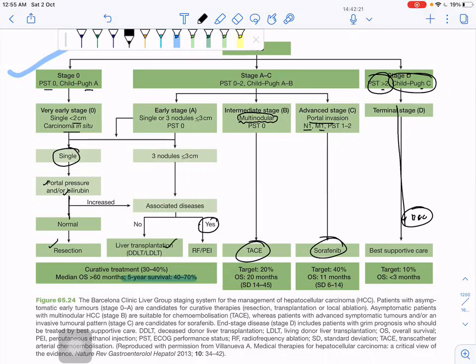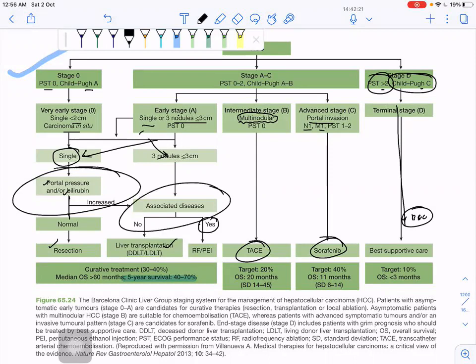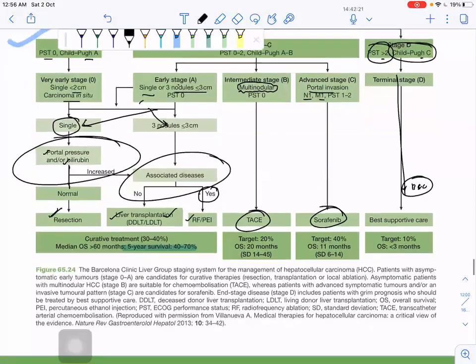In early stage, that is only single nodule or 3 nodules less than 3 centimeter, you can choose either. Then you have to see the associated disease, similar only. If it is single, it can go that side. If it is 3 nodules less than 3 centimeter, directly you can see the associated diseases. So you should not forget this portal pressure or bilirubin and associated diseases. Based upon this, the option will be resection or liver transplantation or radiofrequency.